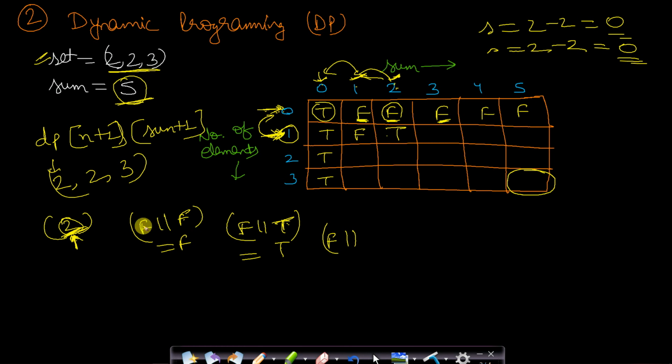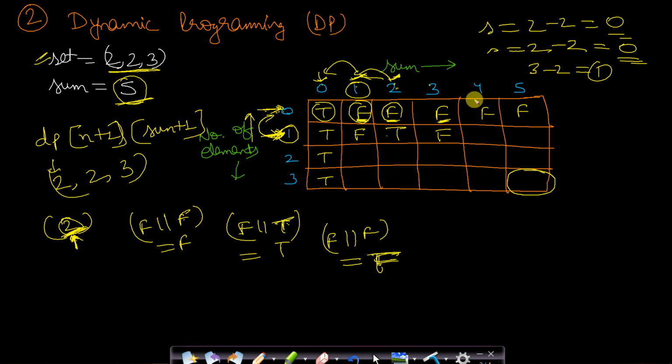Now for the second option, when I include this value 2, the sum to be found will be 3 minus 2, which equals 1. So I will move on to column 1, and we will move above, that is, number of elements will be decremented by 1. That means 1 row up and 2 columns to the left. And we will see this. It is saying that we cannot find a sum 1 when you have 0 number of elements. Therefore, it will be false. So this will be false.